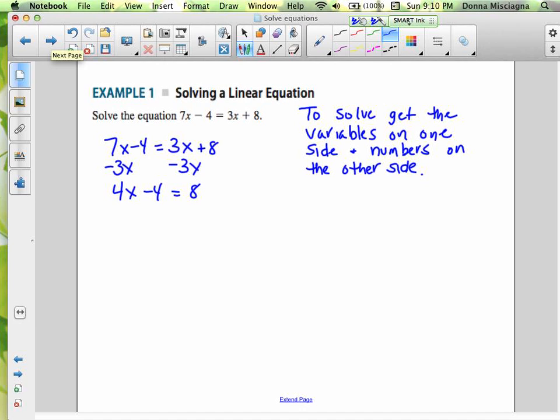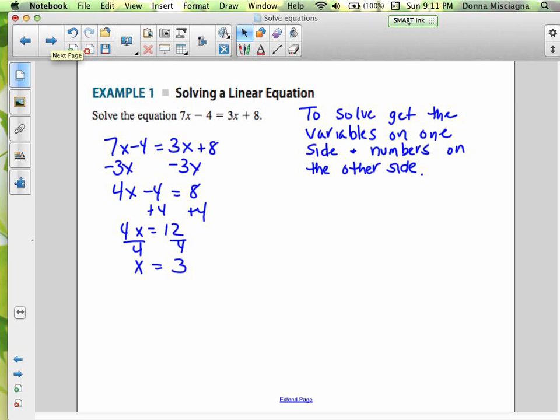Now we've got it written in terms of just one variable term, and now we need to have just one constant, and we can have just one constant by adding 4 to both sides. So that gives us 4x equals 12, and then divide by 4. X is 3. Not too bad at all, right?